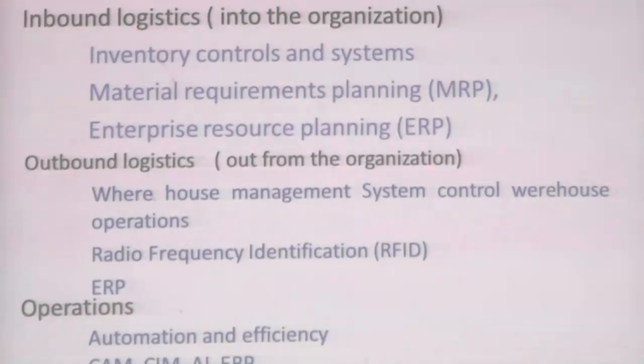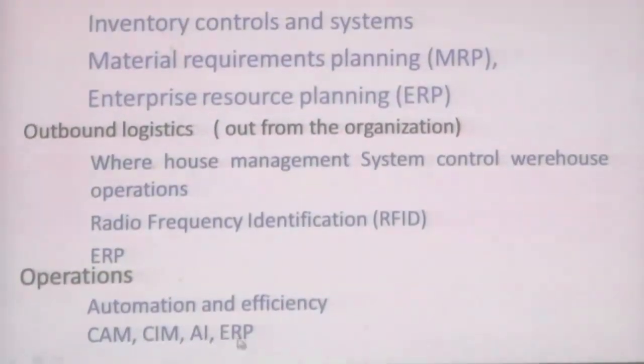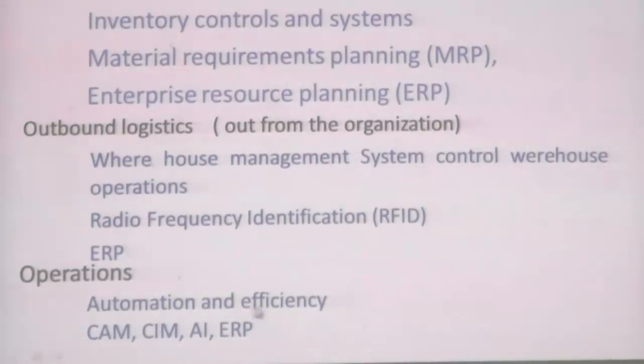and the stock and everything can be maintained. And ERP, which I explained under inbound logistics, can also be an example for outbound logistics, because the ERP system will be connected to the outside as well, not only within the organization. So, those are the systems used in outbound. Now operations. For operations, automation and efficiency: computer aided manufacturing and integrated manufacturing, AI, artificial intelligence, ERP, those are the things used in operations for automation and efficiency.